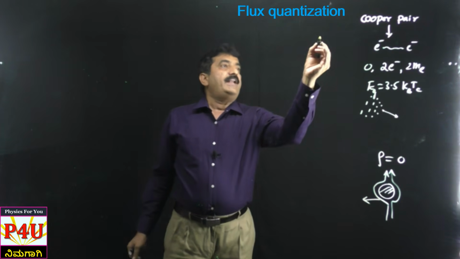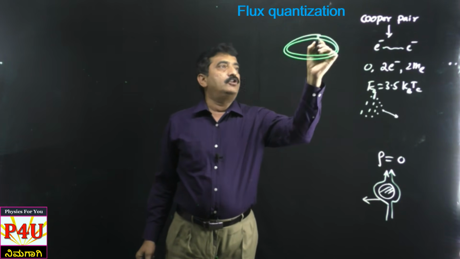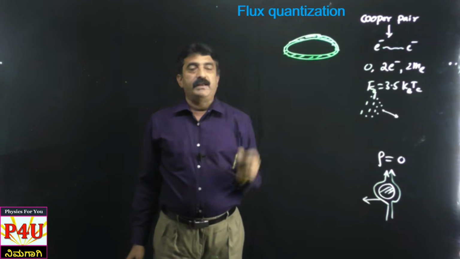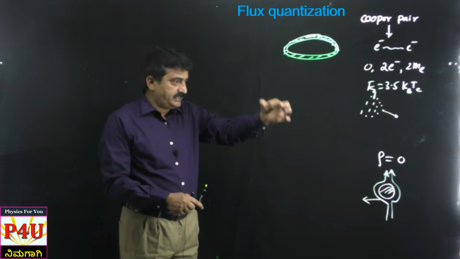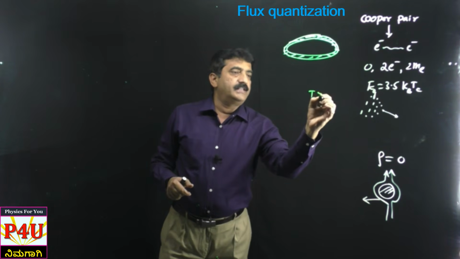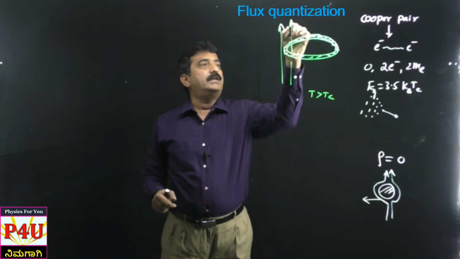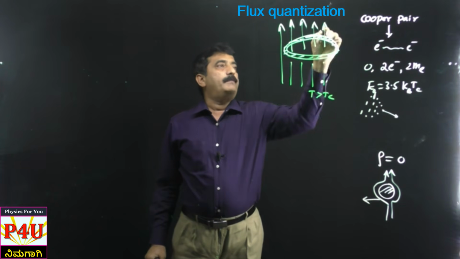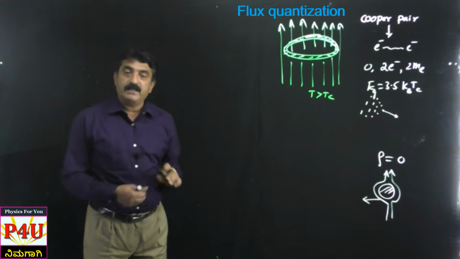Instead of that, if I take a superconducting ring, in this form, say this is an aluminium ring, this is a superconducting ring. Okay, now I will do one thing. I keep this ring in the magnetic field. Assume the temperature is greater than the critical temperature, T is greater than Tc. So all the magnetic lines will penetrate through the specimen. So they will go like this. Okay, so this is a normal paramagnetic behavior, that is when the temperature is greater than the critical temperature.